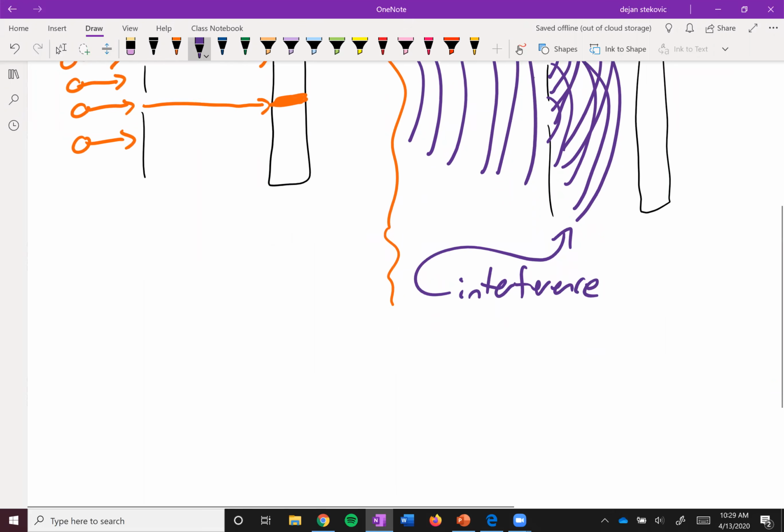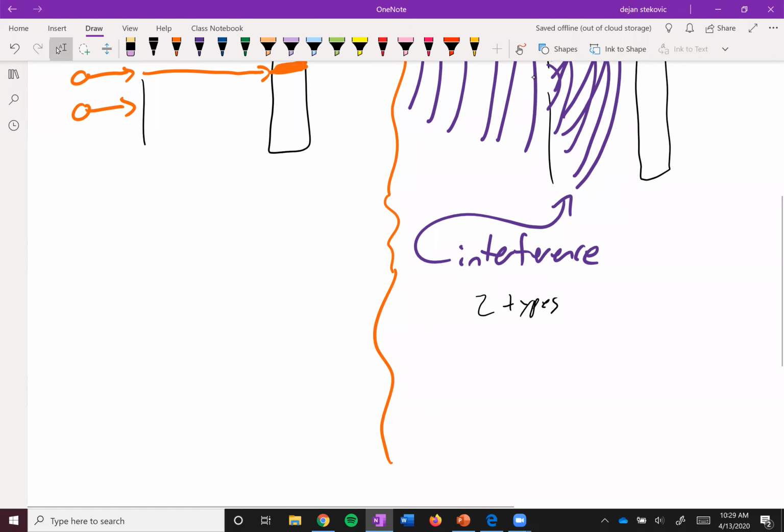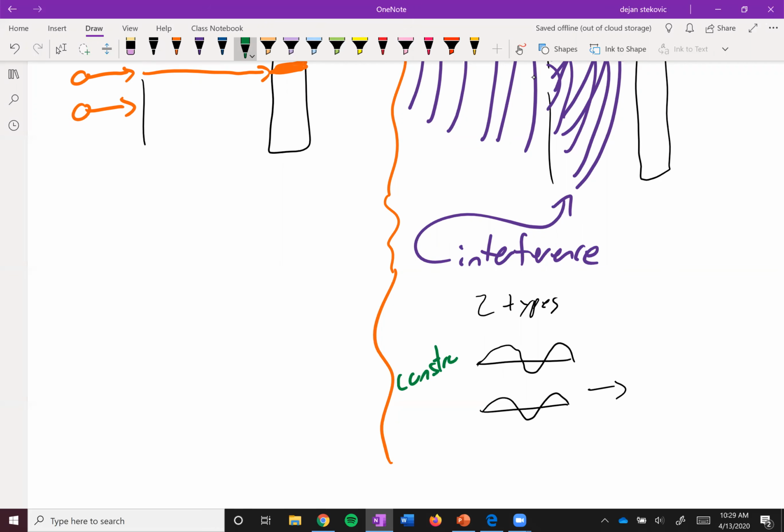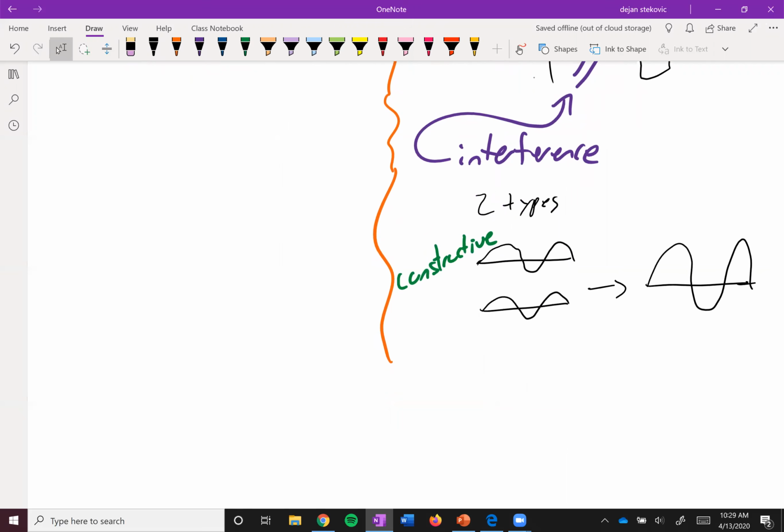There are two main types of interference. There's the kind when these two waves are in phase with one another. You can see the peaks match up with the peaks and the bottoms match up with the bottoms. This is known as constructive interference. Basically when these two waves combine, we'll get a bigger wave as a result because the peaks will add up. The other type is destructive.